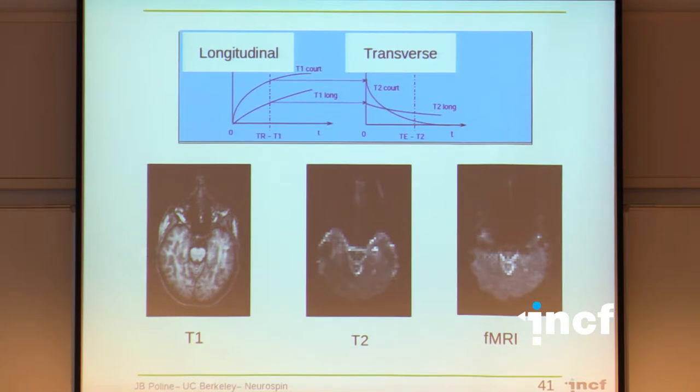Okay, so this is just to show you an anatomical MRI, and this is the fMRI that we're going to look at. You see the loss of signal close to the air-tissue interfaces.